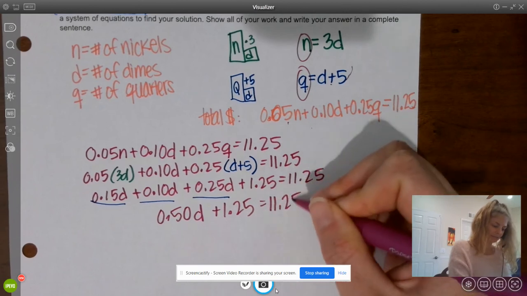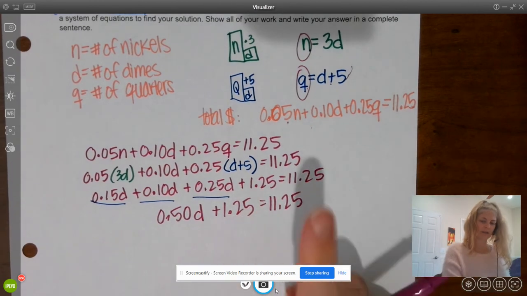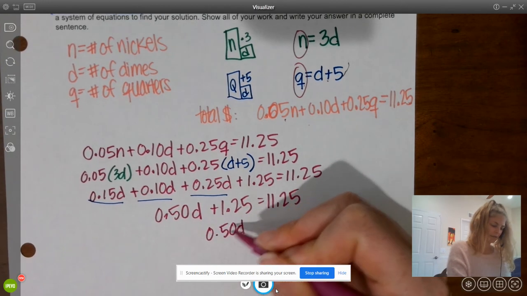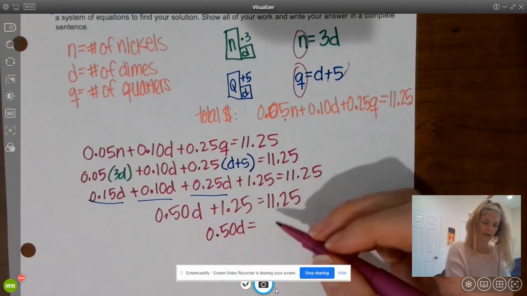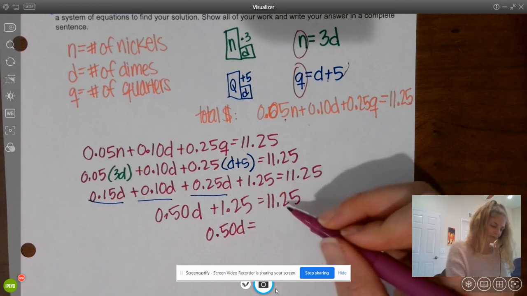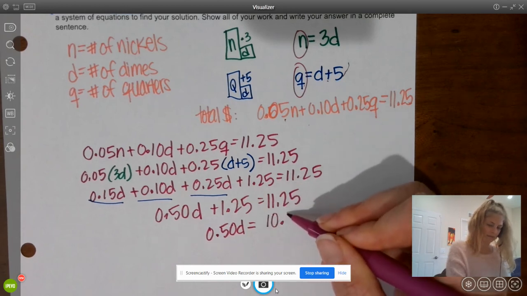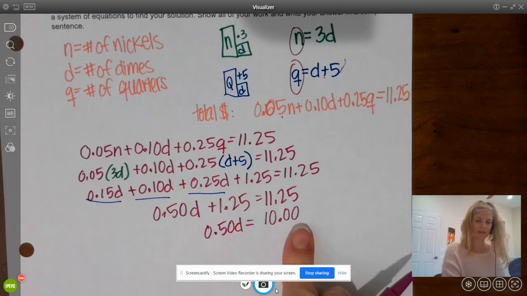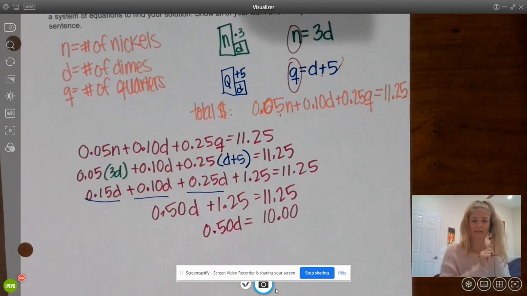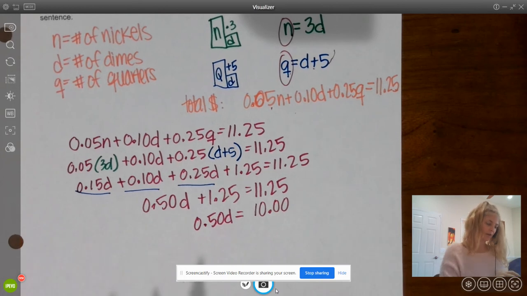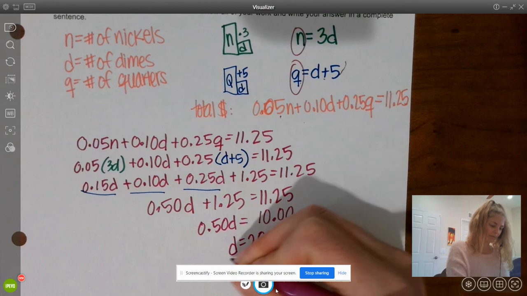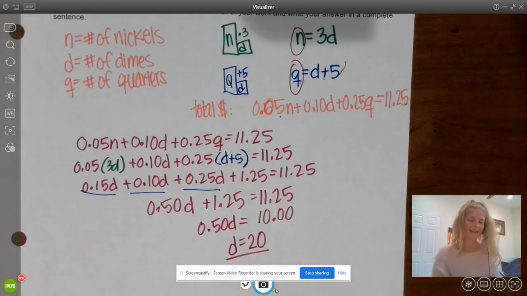Okay. So from here, I need to subtract $1.25 from each side. So that would get you $10. And divide 50 cents on each side. 2 groups of 50 cents makes $1. So to make $10, we would have D is equal to 20. So we have 20 dimes.